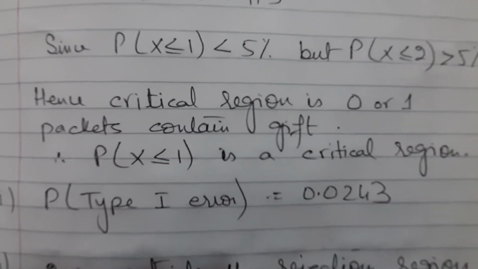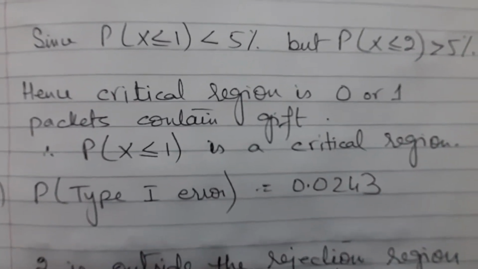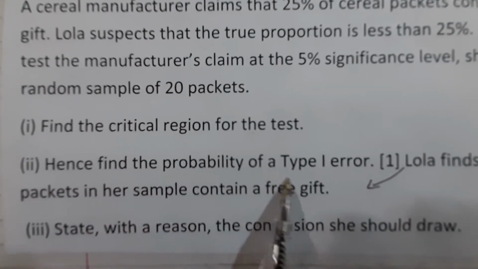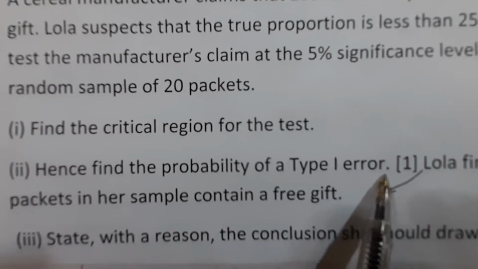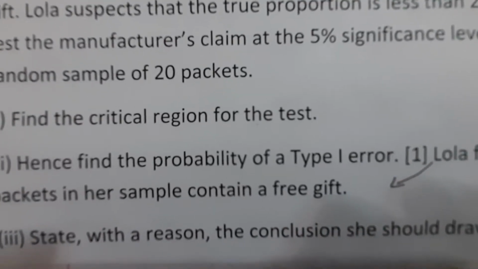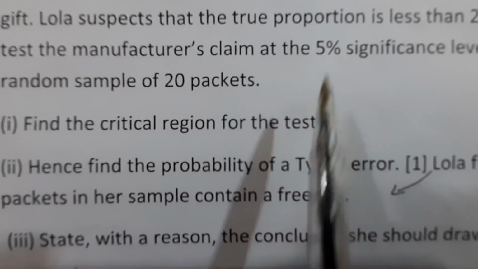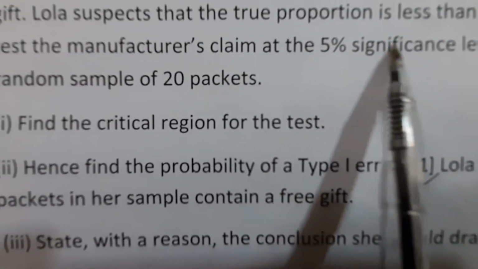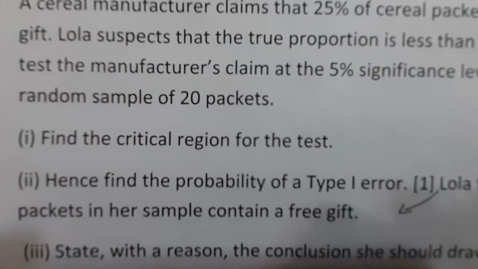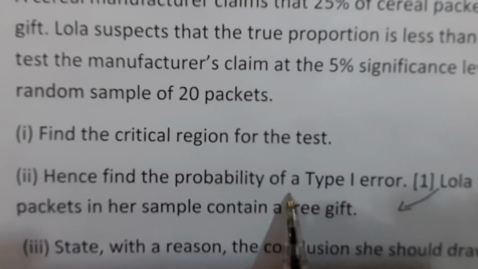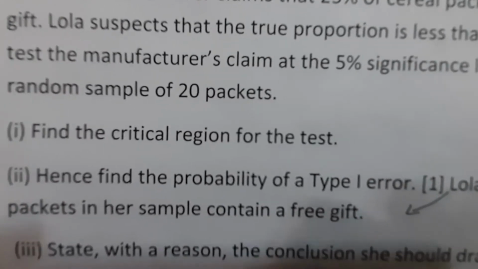Now look at the question of part 2. Part 2 was saying find the probability of type 1 error. Here children get confused. You know where they get confused? They say, because they have studied that type 1 error and significance level are the same thing, they immediately say, miss, significance level is 5%, so type 1 error is 5%.